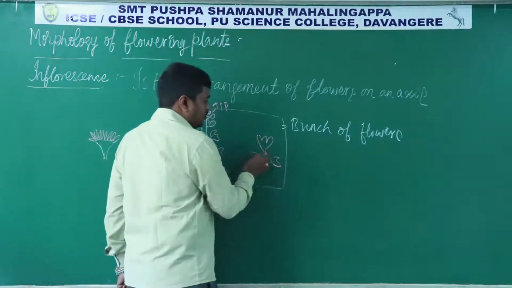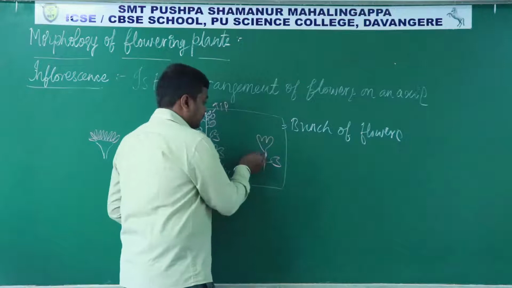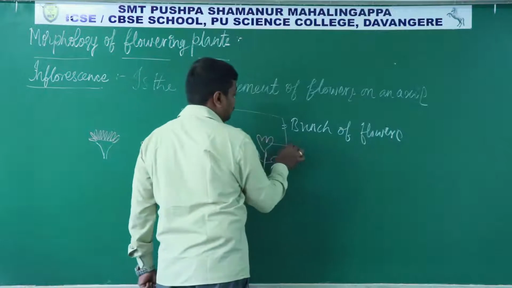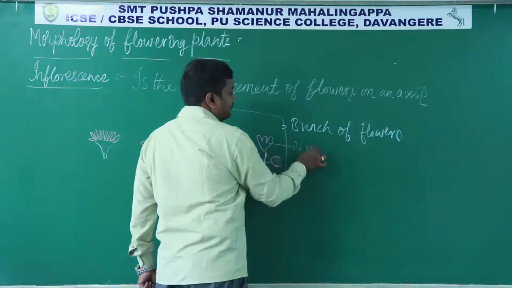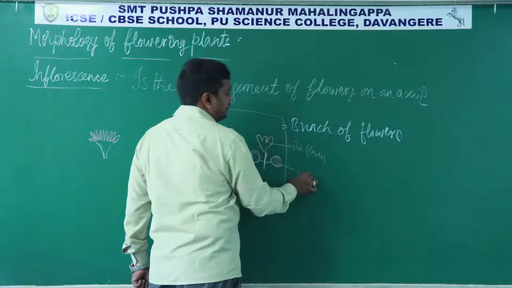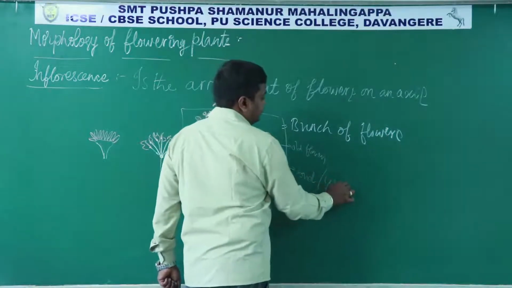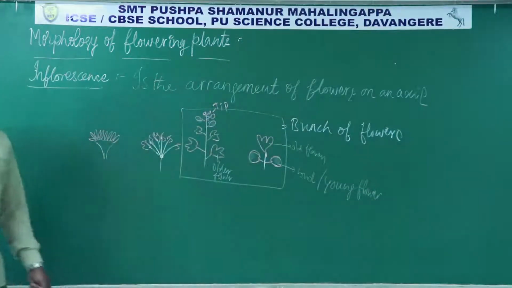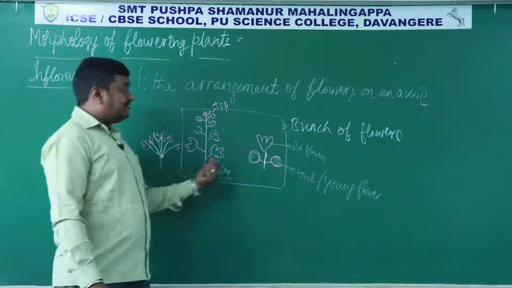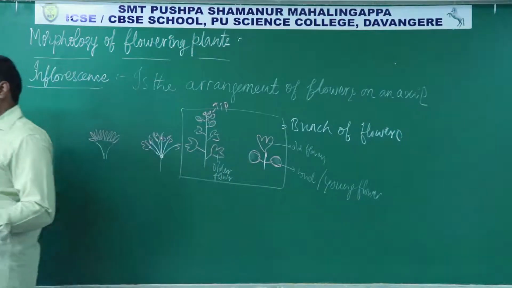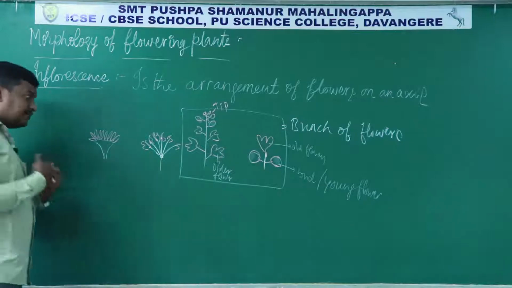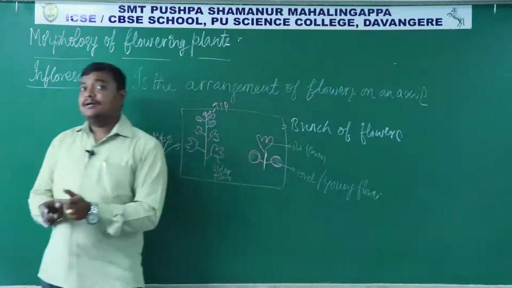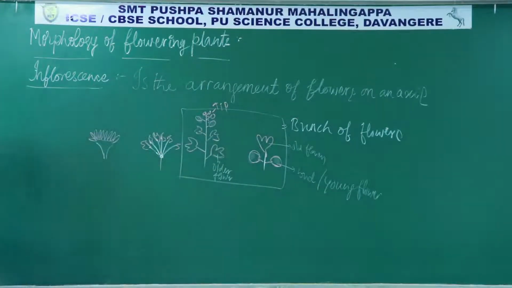And here in this case, let me write this as a bud. If you take this as a bud, that is an unopened flower. So this is the opened flower, this is the old flower, and this is the bud or young flower. So the arrangement is different in these two cases. Based on whether the older flowers are present at the base or the younger flowers are present at the base, we have basically two types of inflorescences.